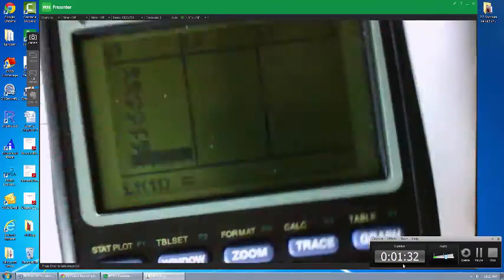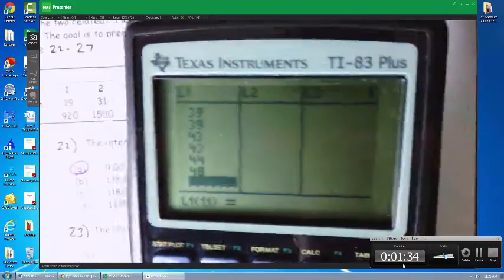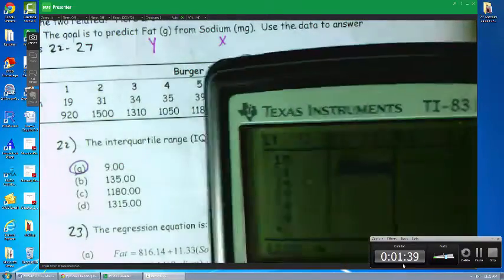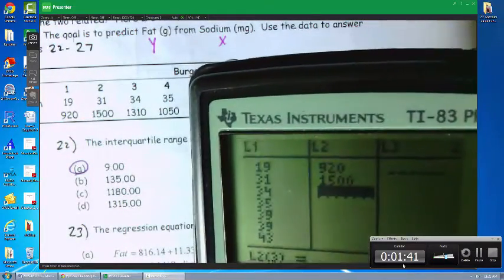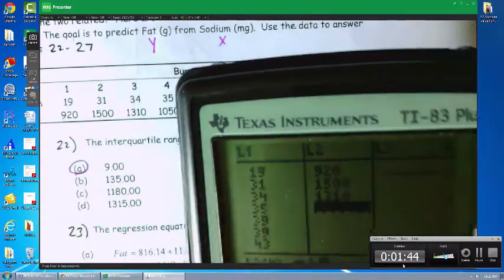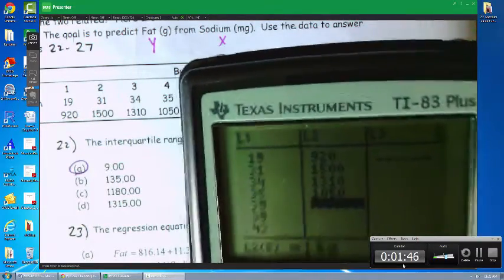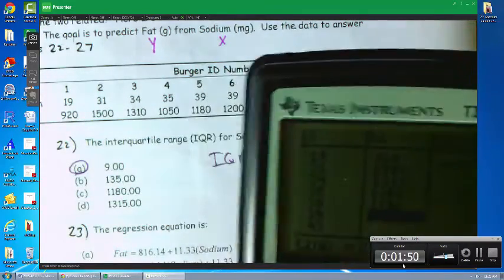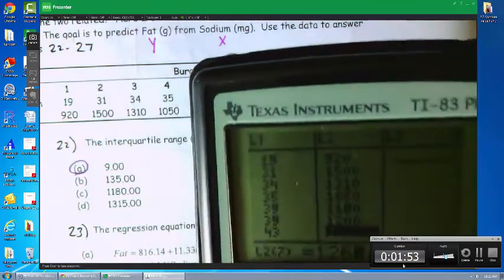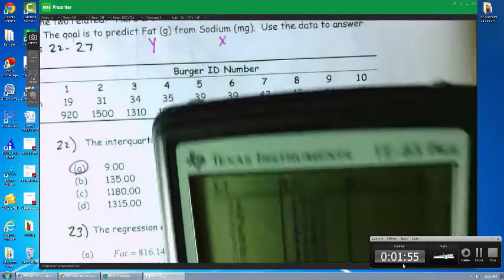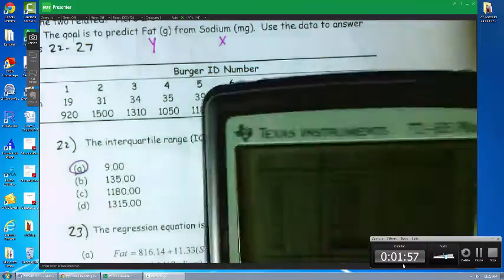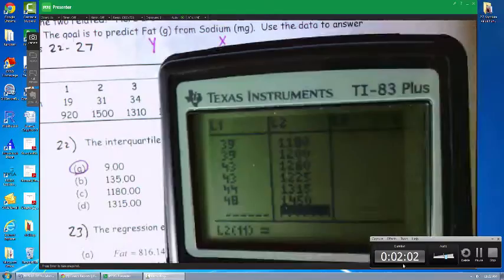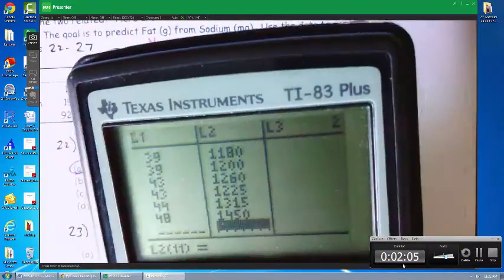All right, so I've typed in this data. That's our X data. Our Y data is the milligrams of fat. Typing this in. Make sure you pay attention when you're typing it in, taking your time to not accidentally type it in wrong. I about did. Okay, so I've typed in the Y column.